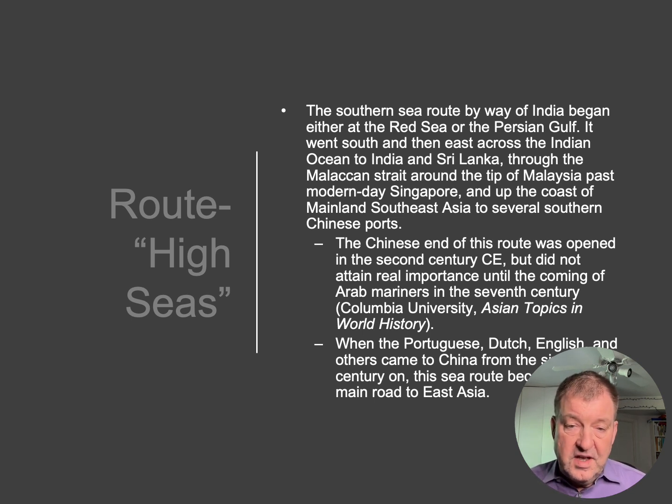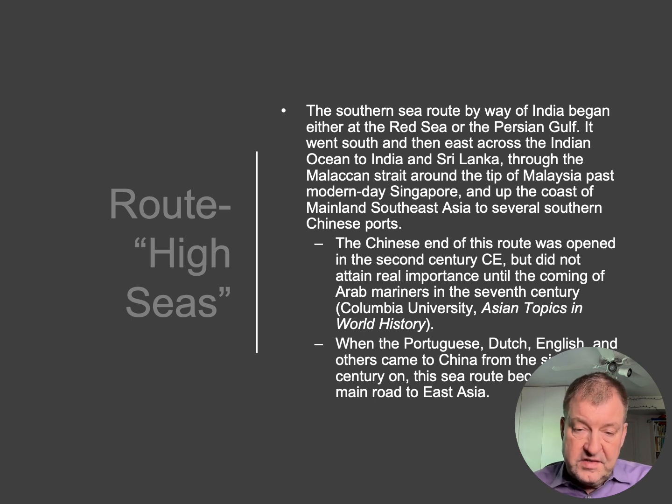So when that happened, the southern sea route that was taken by way of India started off in the Persian Gulf and traveled south across the Indian Ocean to India and then on to Sri Lanka, then through the Malaccan Strait, along the tip of Malaysia, past modern Singapore, and up the coast to mainland Southeast Asia. That would include the southern coast of what is now Vietnam, but at that time was Champa, and then on to the southern ports of China.